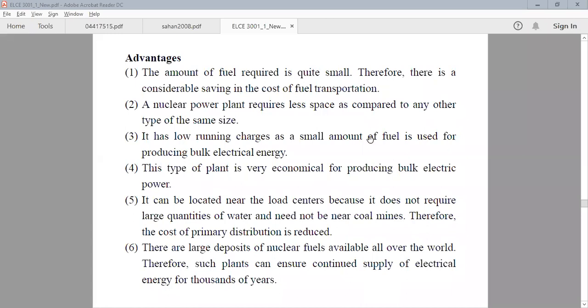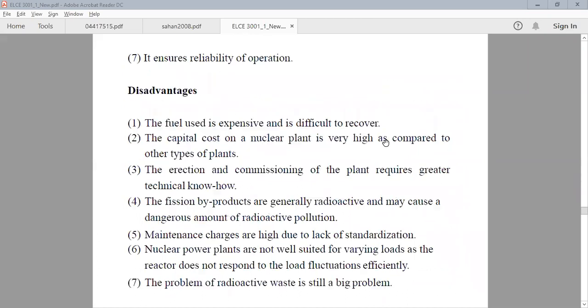Okay. Also, it can be located near load centers because it doesn't require large quantities of water or coal or any other thing. But the main advantage is that from a small amount of fuel, it produces a very large amount of electrical energy.